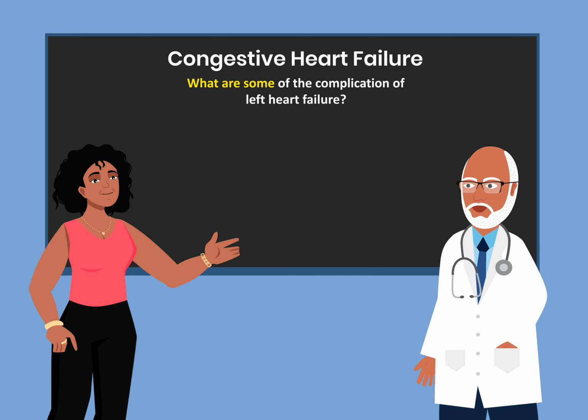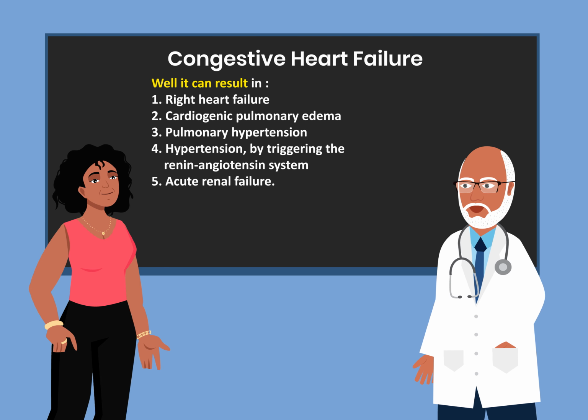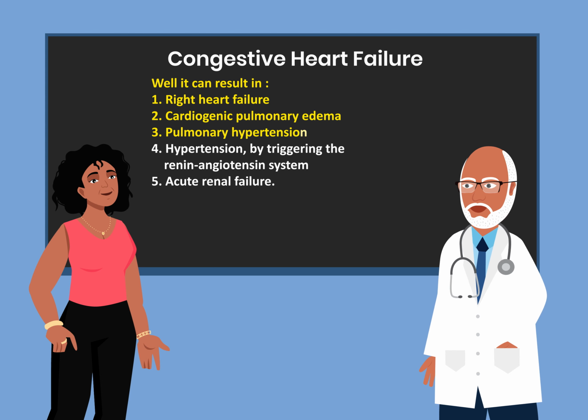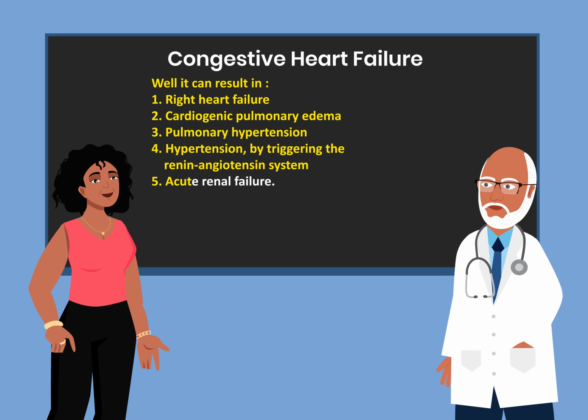What are some of the complications of left heart failure? Well, it can result in number one, right heart failure. Also, there may be cardiogenic pulmonary edema. Number three, pulmonary hypertension. Number four, hypertension, and this might be triggered by the renin angiotensin system. And number five, acute renal failure.